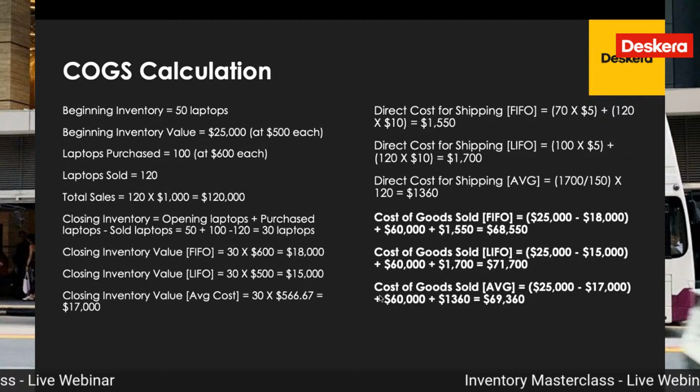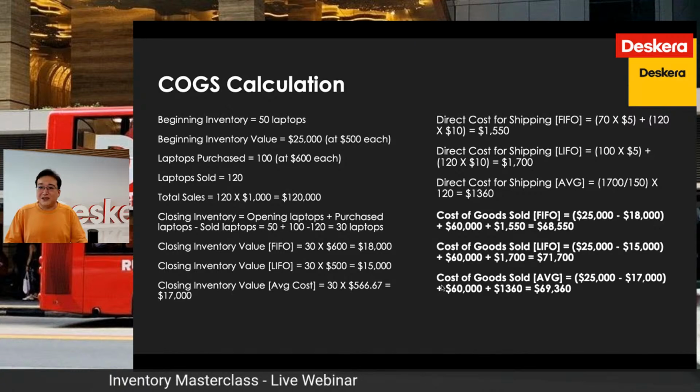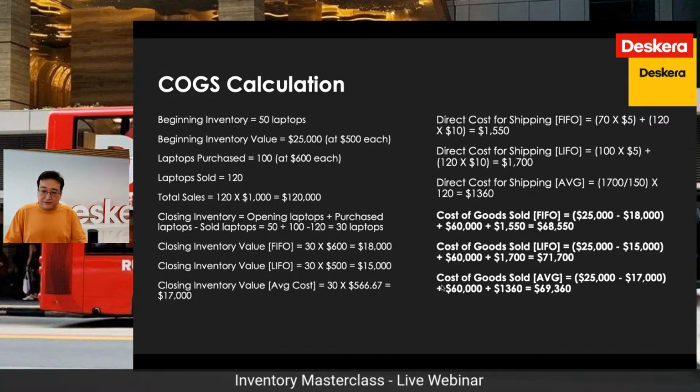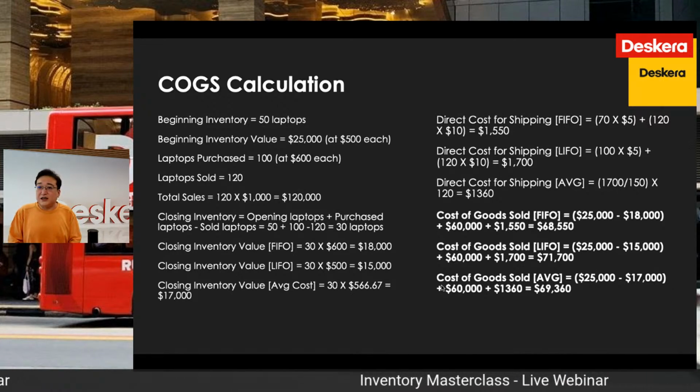So you would just do the 100 times the 5 plus the 120 times 10 because you have to ship them out anyways. You have to ship them out to the customer. You can't say, oh, well, that was last year, you don't have to pay the shipping cost this year. No, you still have to pay it. So I take the 100, times the 5, plus the 120 times 10 for the actual shipping now. I get 1,700. So based upon the different LIFO or FIFO, the cost changes accordingly.